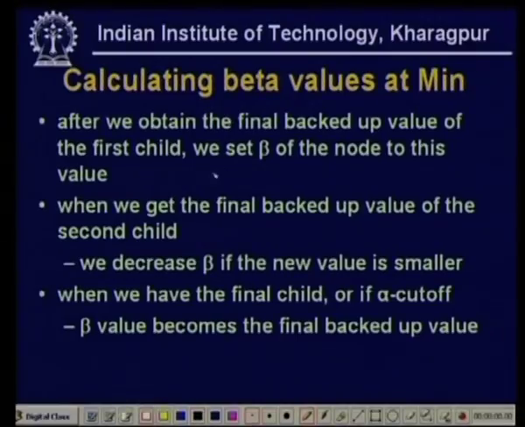Similarly and symmetrically, we can compute the beta value at a min node. After we obtain the final backed-up value of the first child of a min node, we set beta of the node to the value of this first child. When we get the final backed-up value of the second child, we update beta if the new value is smaller. When we have the value of the final child, or if an alpha cutoff occurs somewhere, then the beta value becomes the final backed-up value of this node.